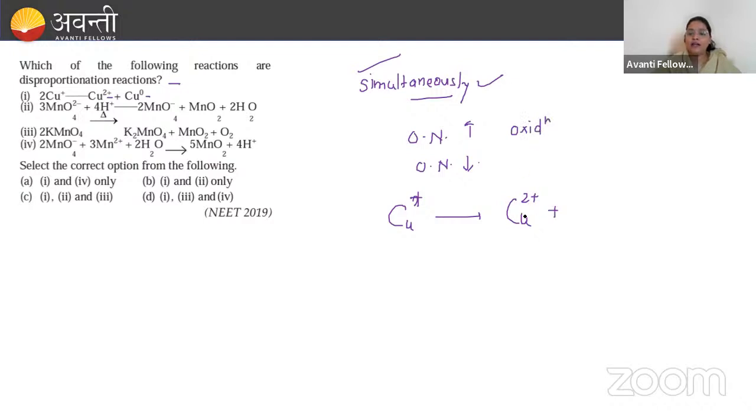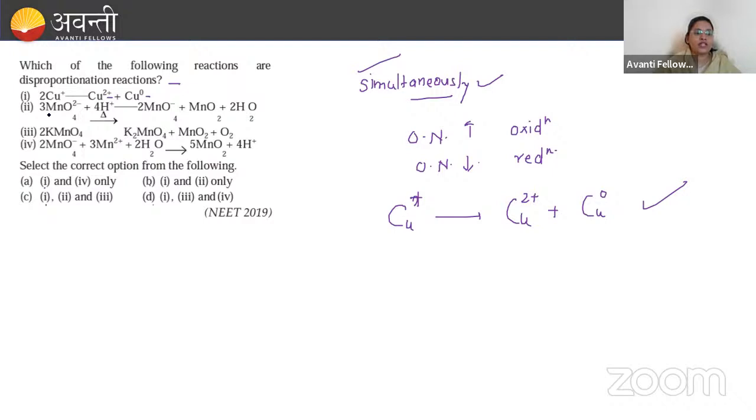Okay. And again, Cu+ is getting converted into Cu0. Right? So here the oxidation number has decreased, and that's why this is what? Reduction, that is gain of electrons. So here oxidation as well as reduction is taking place simultaneously. That's why this is a disproportionation reaction. But in the options, there are multiple reactions showing disproportionation. So the first reaction is in each option, so we need to find out the further reactions.